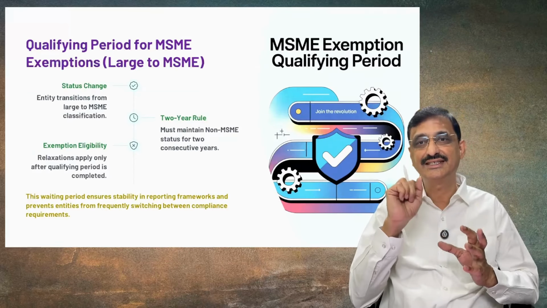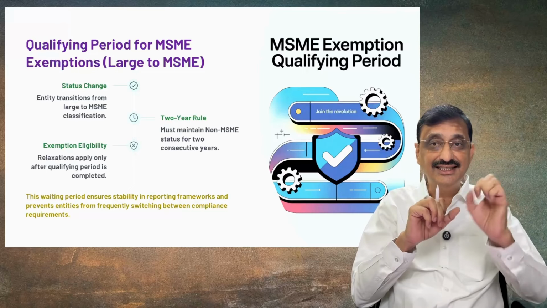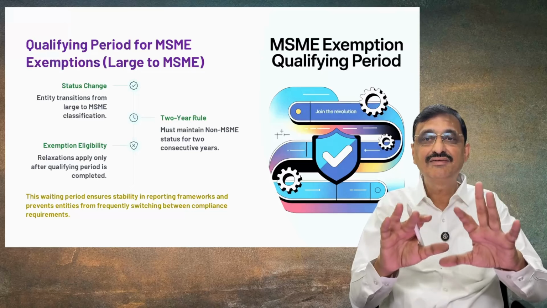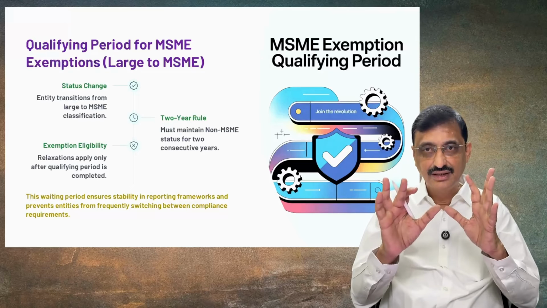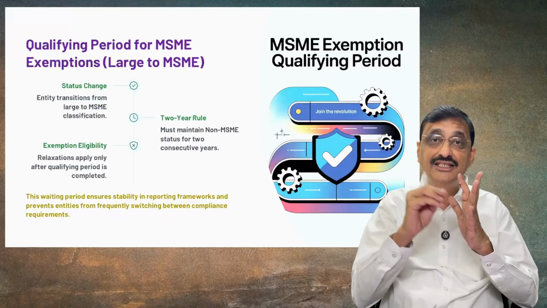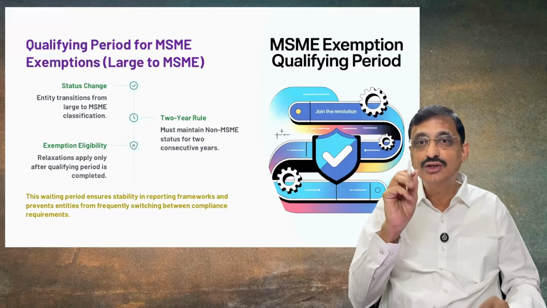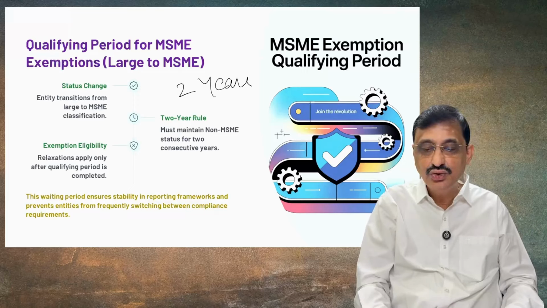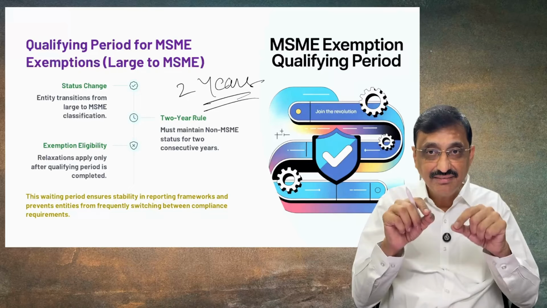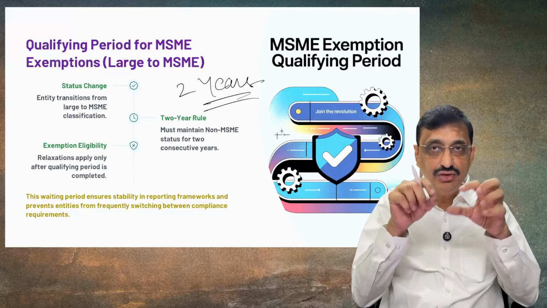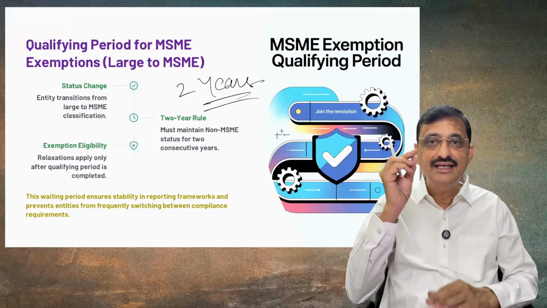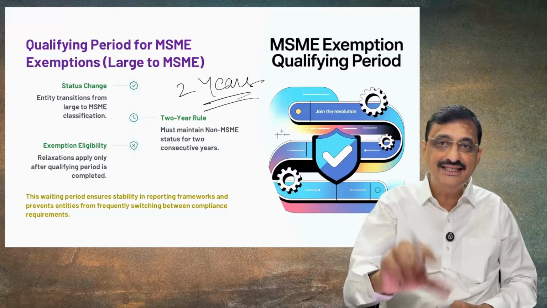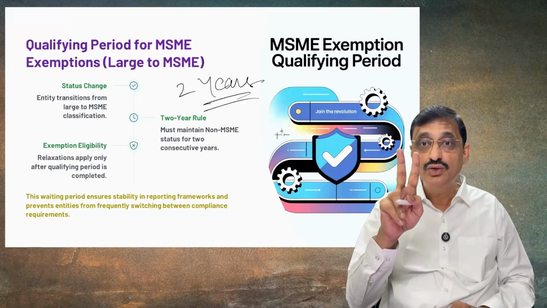Now come to the reverse case. Last year it was a large entity. Now this year it becomes an MSME because it has satisfied all the 5 conditions. Wait a minute. Don't think that it will be eligible to get the exemptions. No, there is a cooling period of 2 years. There is a cooling period of 2 years. So even though you have become an MSME this year, last year you were a large entity, now you are an MSME, but the exemptions, relaxations, etc. available to an MSME won't be applicable to you today itself. You have to wait for 2 more years.